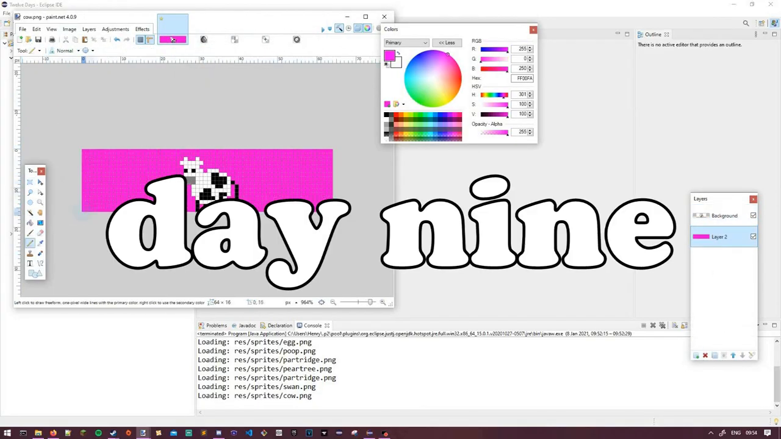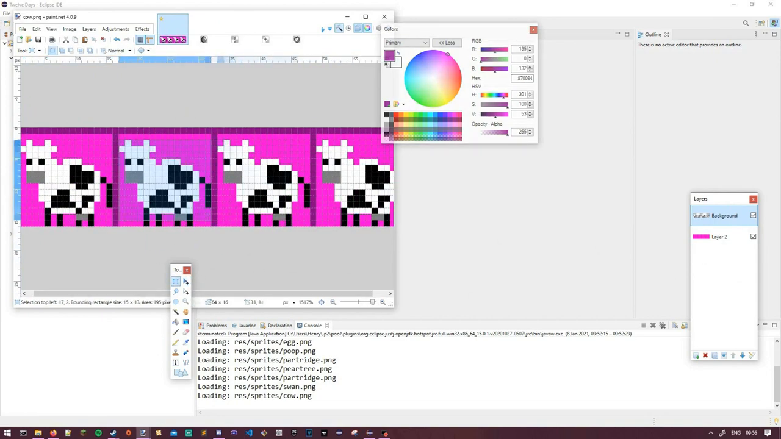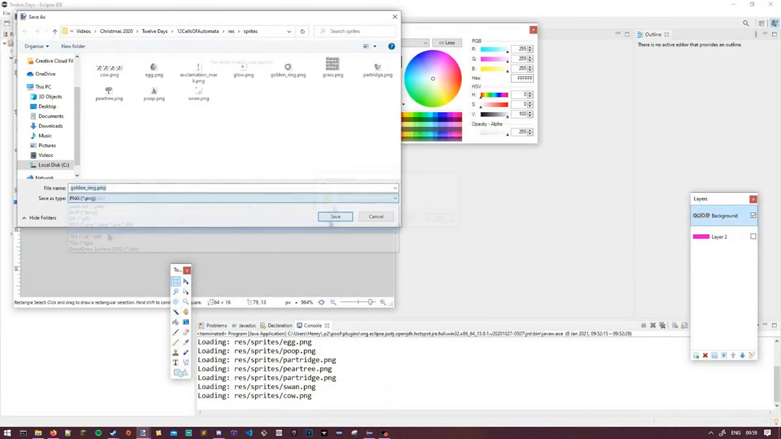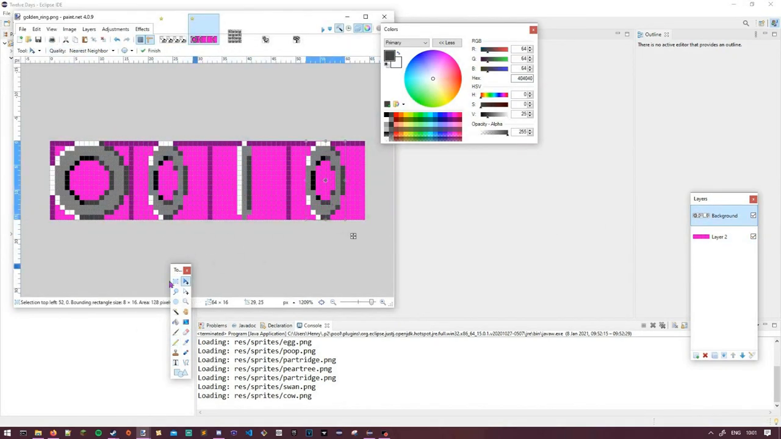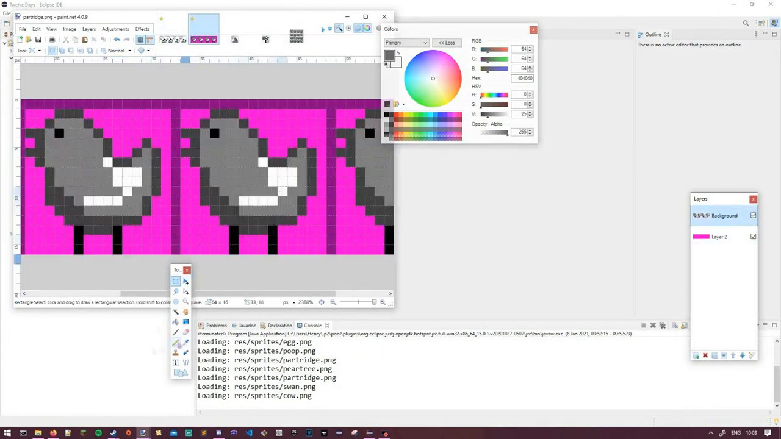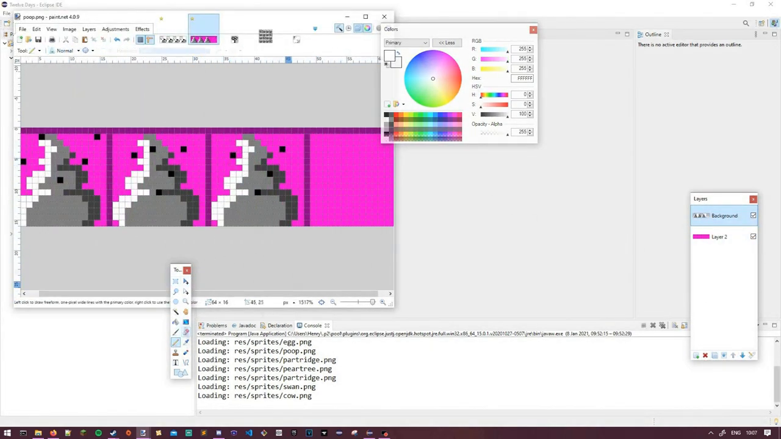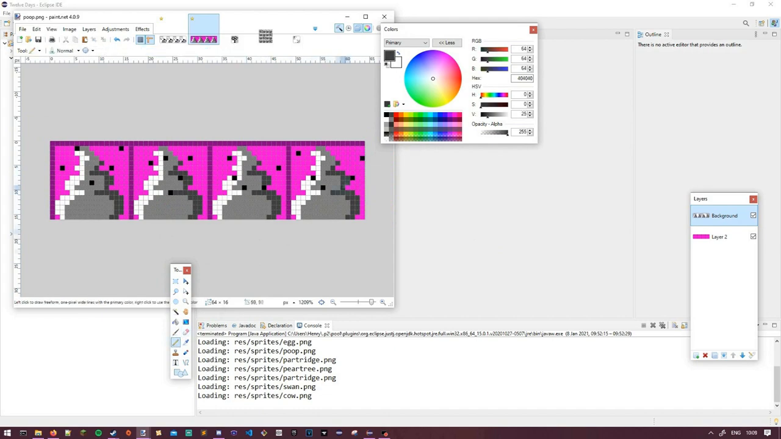Here we are at day 9, and probably the one that I was dreading the most, to be honest. The prompt today is 9 dancing ladies, and until literally as I started coding it, I didn't really have much of an idea what I was going to add. Thankfully, my friend and I were chatting, and he suggested that I make the cows do a fun dance. And then I realized, there's not much in the way of animation in this at all.